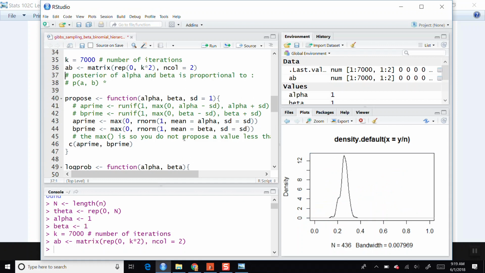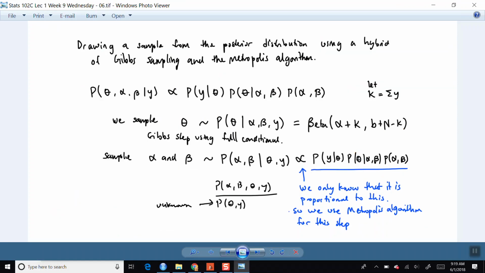Yeah, just to reiterate, we are able to draw theta using the full conditional because we understand the relationship between theta and the beta distribution. Over here, the full conditional distribution of alpha and beta given our data and the other parameters is a little bit more complex. So we're just going to figure out something that it's proportional to, and it's going to be proportional to this thing. Okay, maybe I'll just write this out.